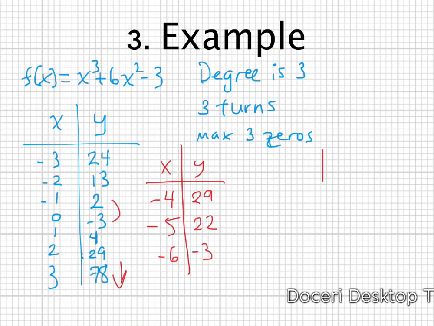Okay, so if I were to graph this, what you would do is you can just plot these points. So if x is 0, we're at -3.